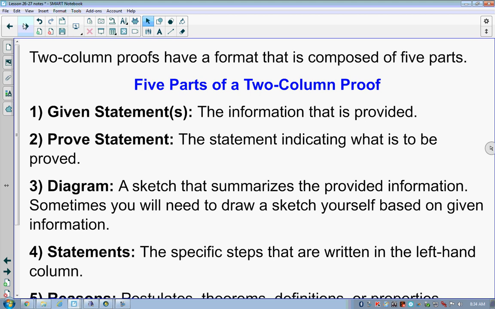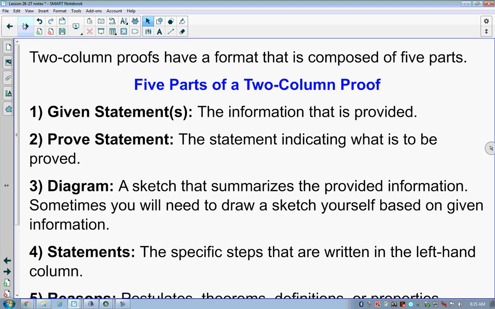Okay? Then we have to prove our statement. So the statement indicating what is to be proved. So look at, all right, this is what they've given me. This is what they're asking me to get to. Okay? Just like in the questions that we're getting on our test, you have to figure out what is it that they're looking for, because oftentimes it's not solve for x, right?